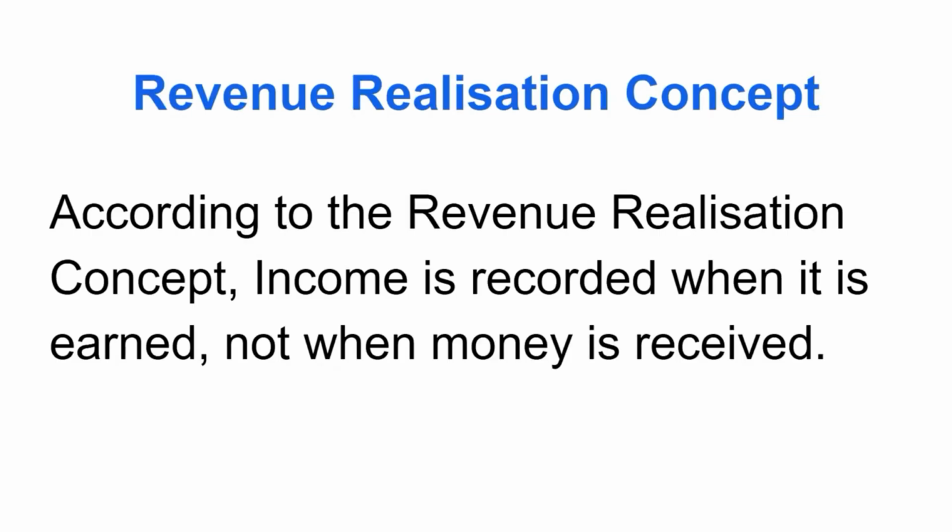Revenue realization concept. According to the revenue realization concept, income is recorded when it is earned, not when money is received. Let's say we sold goods for rupees 10,000 in the month of March, but we received payment in the month of April. Still, we will record the sales in the month of March because we made the sales during the month of March. So, according to revenue realization, when we sell the goods, we record the income, not when we receive the cash.